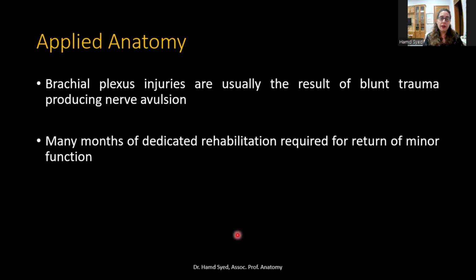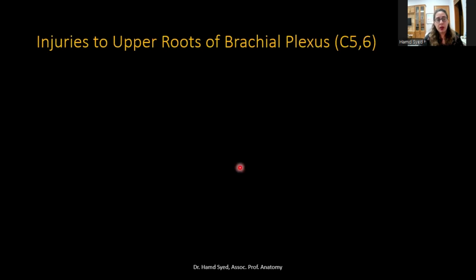Okay, now let's come to the applied aspect of the brachial plexus, because we've talked about the anatomy, the normal placement of the different parts of the brachial plexus. Now, which parts are vulnerable to injury and what would be the consequences of that injury? Well, brachial plexus injuries are usually the result of blunt trauma, which produces nerve avulsion. And many months of dedicated rehabilitation are required for return of minor function.